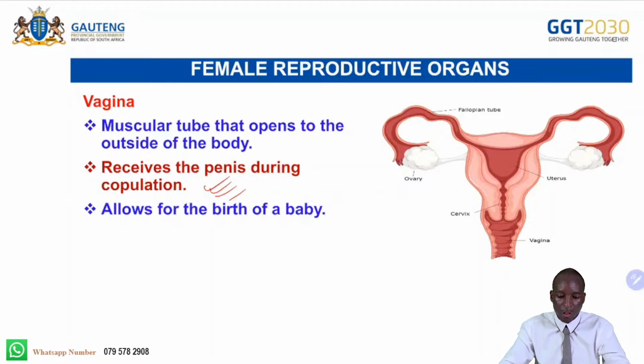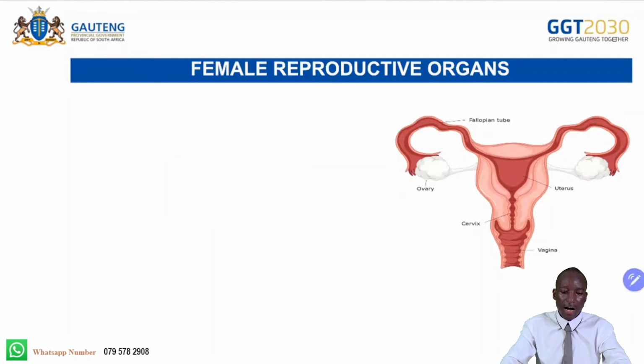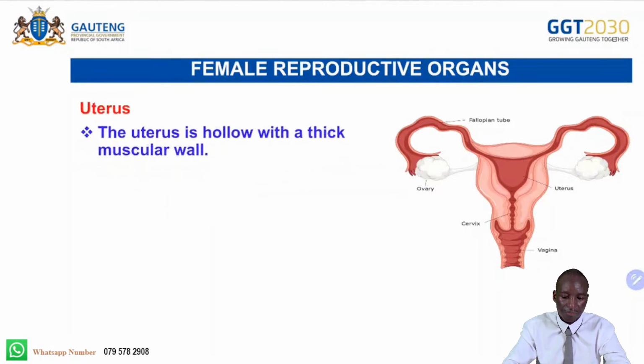Now we look at the other organ, that's the uterus. The uterus is a hollow organ with a thick muscular wall. Let's try to locate it from the diagram. Do you see the uterus there? Yes, it's shown there. That's the uterus.